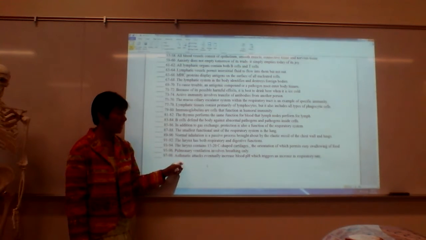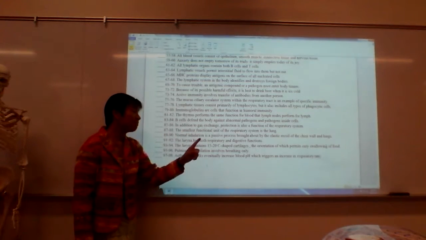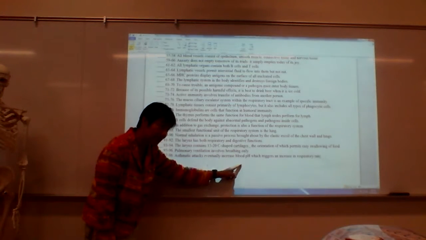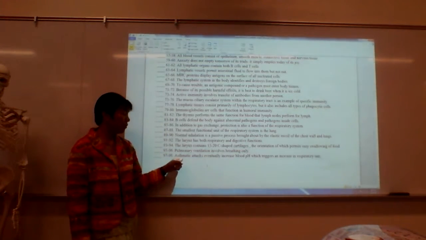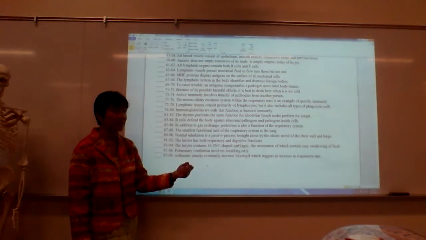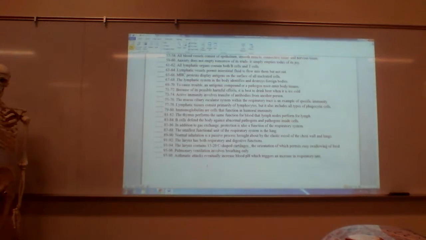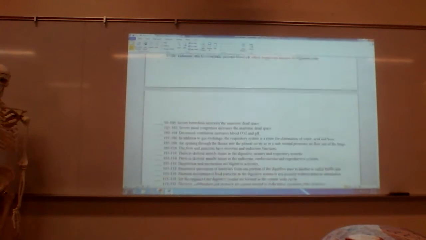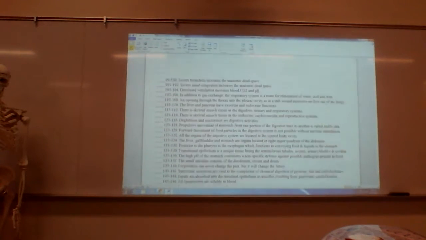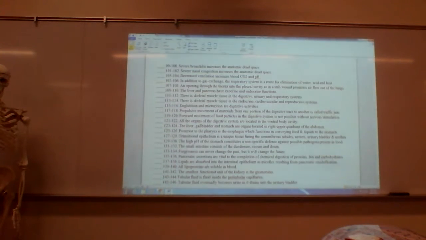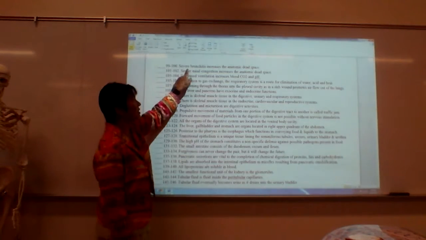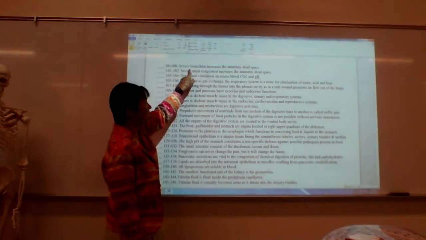Asthma eventually increases the blood pH, which triggers an increase in respiratory rate. Wait. You can't breathe, you can't exhale. The pH goes down. No. When you're in asthma, you go into acidosis, which the pH is down, not increased. This is what I mean for the test, okay? Read every word. What's this one? Severe bronchitis increases the anatomic dead space.